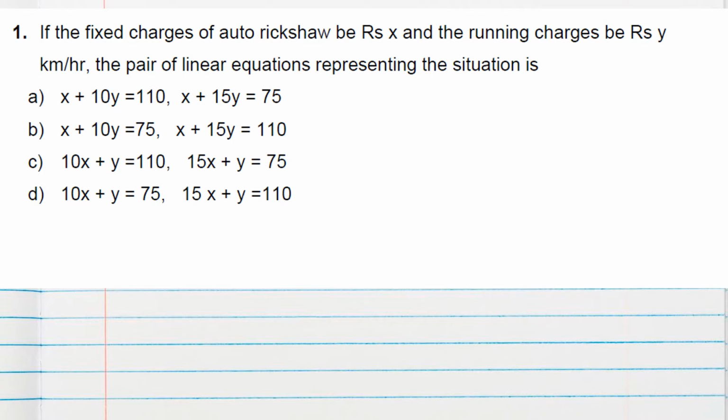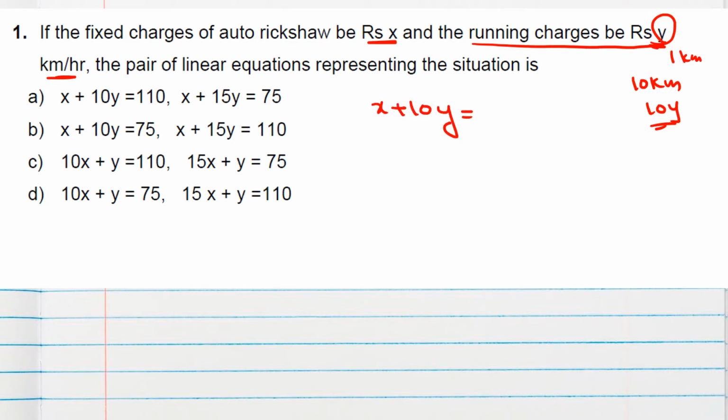Question 1 is: if the fixed charge of an auto rickshaw is x rupees, as I just told, and the running charge is y rupees per kilometer. So for 1 kilometer it is y rupees, and for 10 kilometers it will be 10y. That's why we added: x plus 10y equals 75 and x plus 15y equals 110, which is in option B. So option B will be correct.